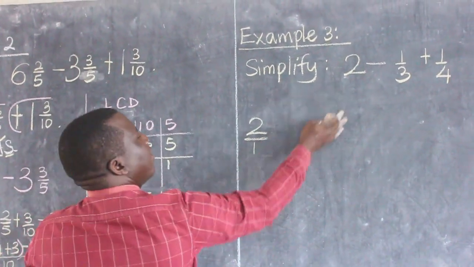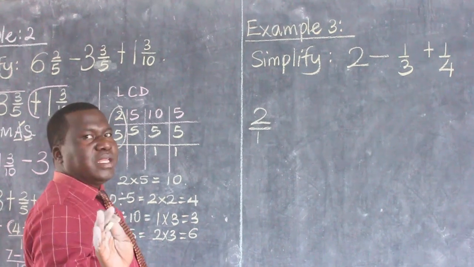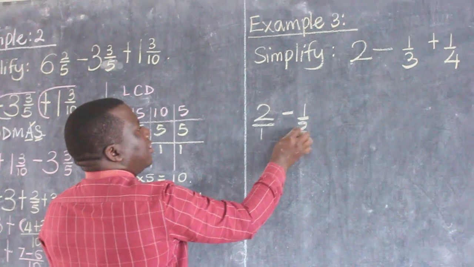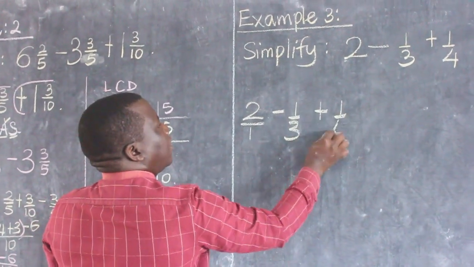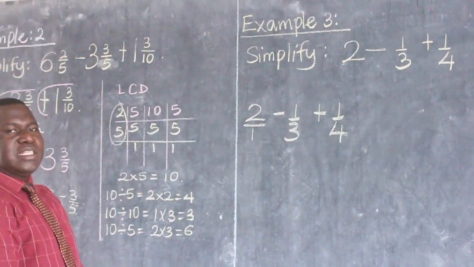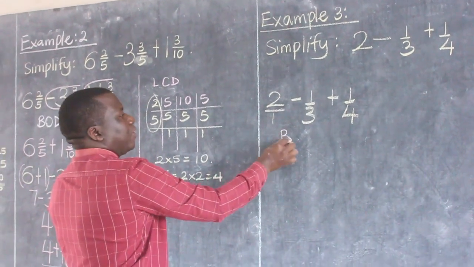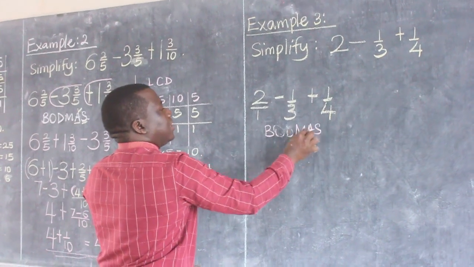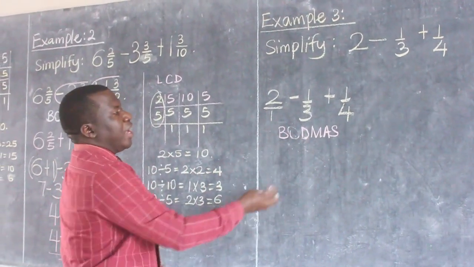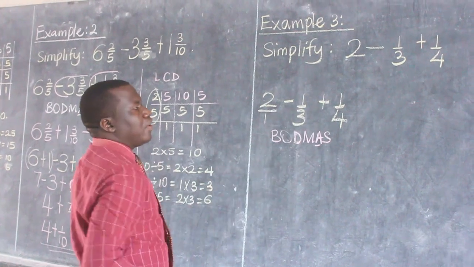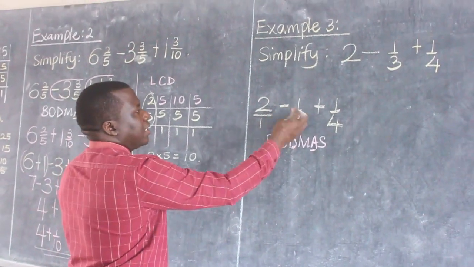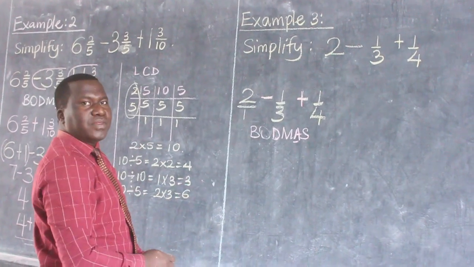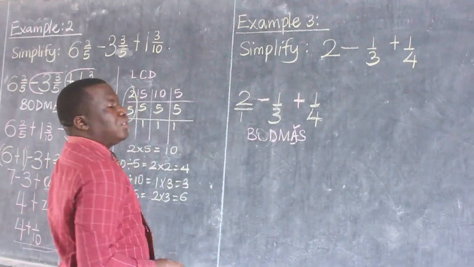Any number that is just a whole number, to make it a fraction, you say out of 1, minus a third plus a quarter. So bring in the aspect of body mass. And we have seen that whenever you have 2 signs, that is addition and subtraction, we shall consider addition first.